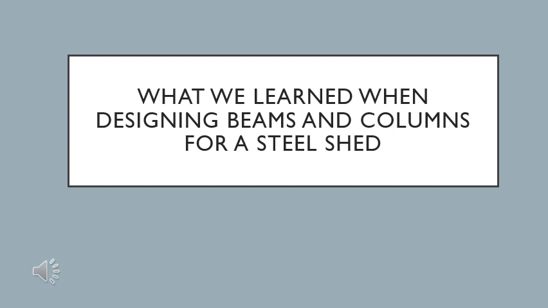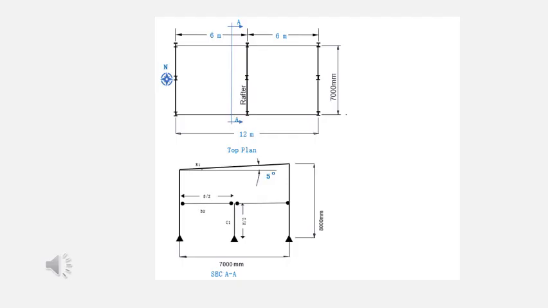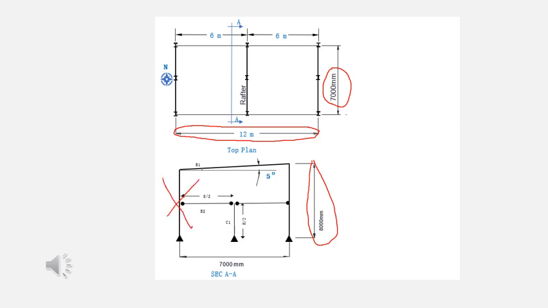Hello, today I'm going to talk about what my team and I learned when we were designing elements for a steel shed. So here is the dimension of the steel shed assigned to our group. The span of the shed is 7 meters, its width is 12 meters, and the height is 8 meters. Note that there is no dimension on the left column in section AA.